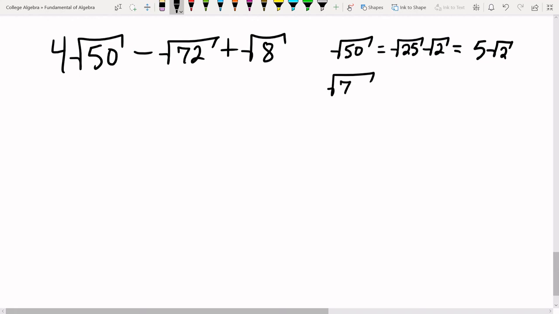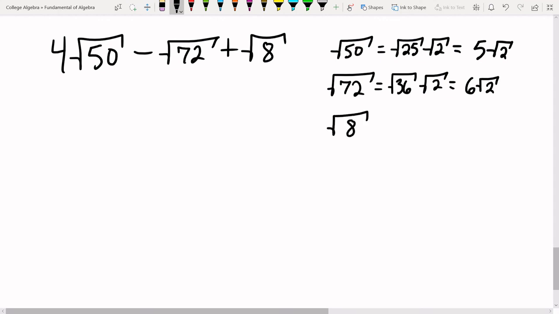And the square root of 25 is 5. Square root of 72, we've actually done this one already. It's going to become, let's see, I believe it's 16. No, not 16. It's 36. 36 times 2. The square root of 36 is 6 root 2. Okay.